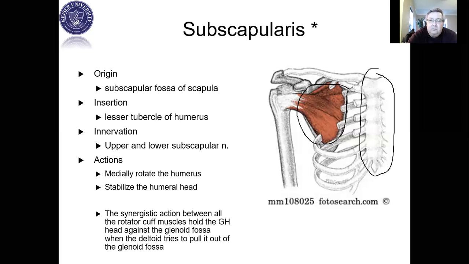Subscapularis has a different innervation. It's the upper and lower subscapular nerve. So supraspinatus and infraspinatus have the same, the suprascapular nerve. Teres minor is the axillary, and subscapularis has the same name nerve, the subscapular nerve.